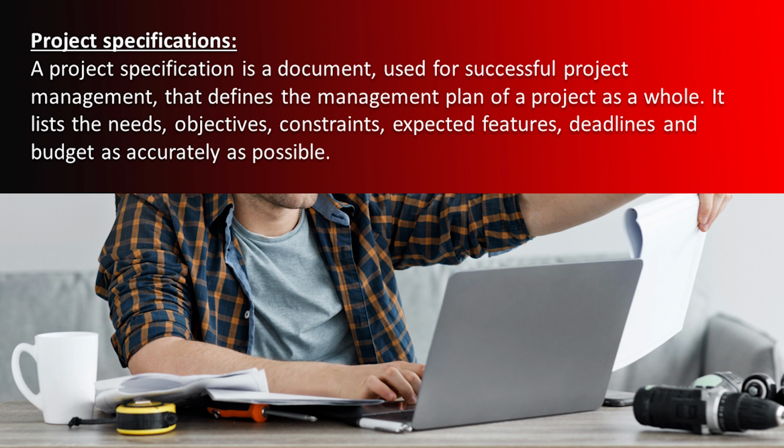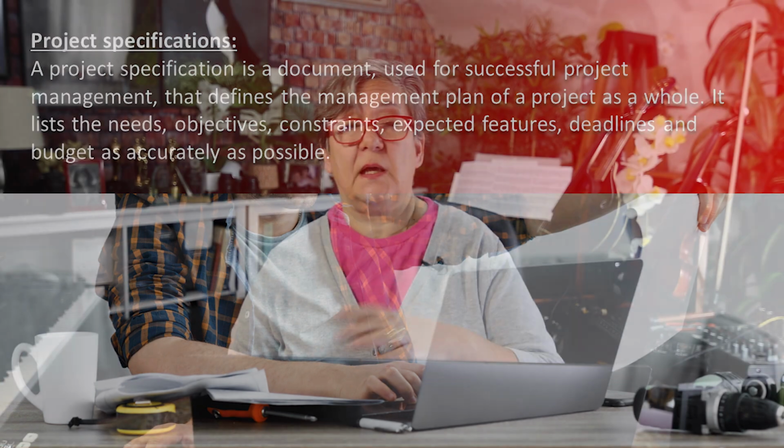Project specifications. A project specification is a document used for successful project management that blah, blah, blah. I'm not going to finish reading this because quite frankly, you can read it as well. Make sure that in your project specifications document, you list everything that you need. This is going to really help you, especially later on if there's any kind of misunderstandings with the client. You have it written down. So now everything is in black and white, in ink and paper, and there can be no mistake. Hey, project specification, you said this frame size, this frame rate, blah, blah, blah.